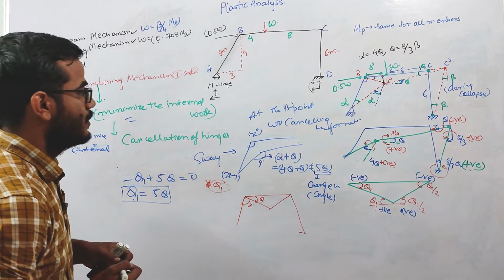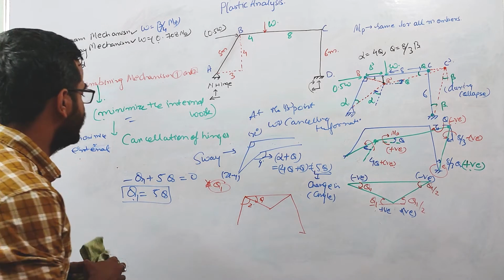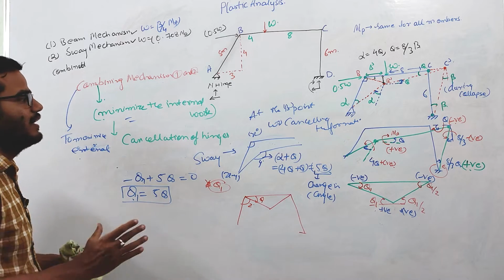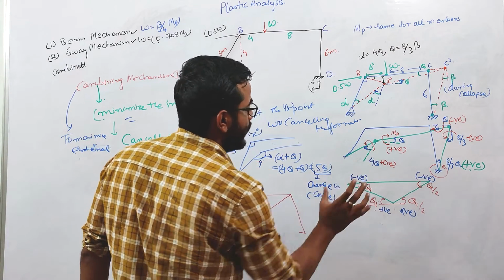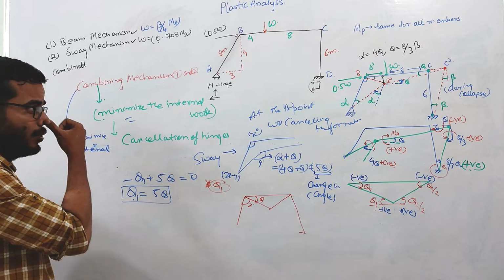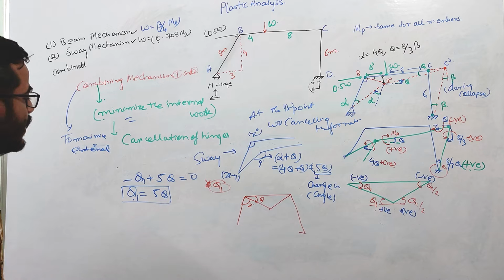So if theta 1 becomes equal to 5 theta, then the plastic hinge won't form at this B point if we combine mechanism 1 and mechanism 2. That is the purpose basically.